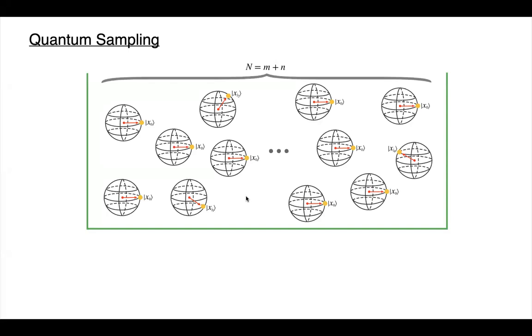Hi, today I will explain a brief of quantum sampling. First of all, what is sampling? Sampling is a technique to select a small subset from a large population, and it allows us to estimate the characteristics of the whole population.